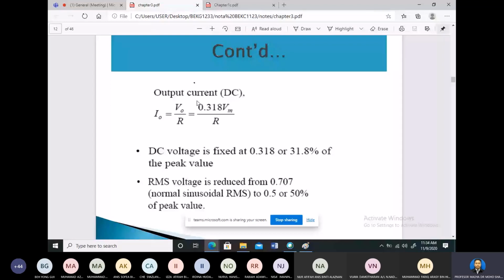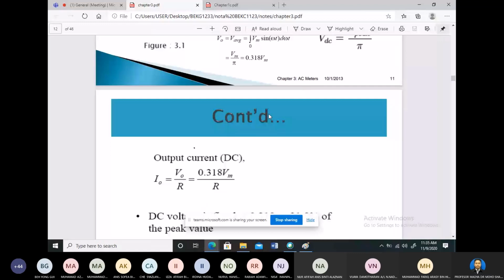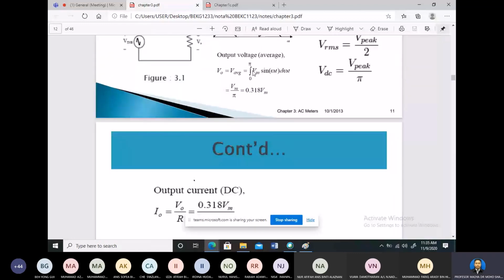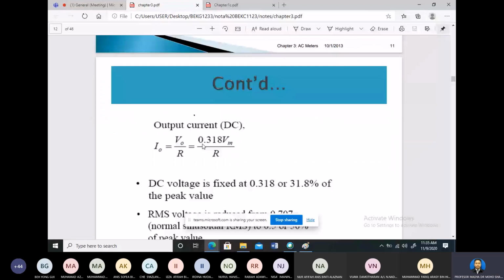The output current is equal to V naught divided by R. This 0.318 comes from this value, from pi minus 0. This is standard, and you have to remember 0.318 VM divided by R.